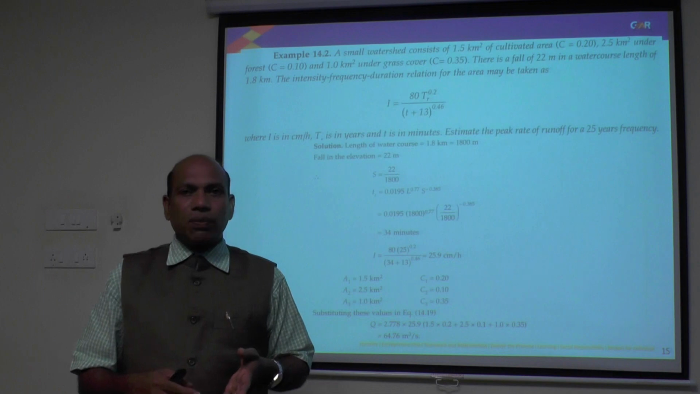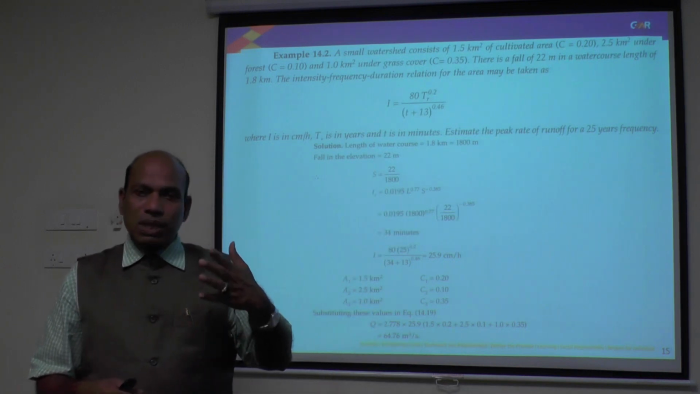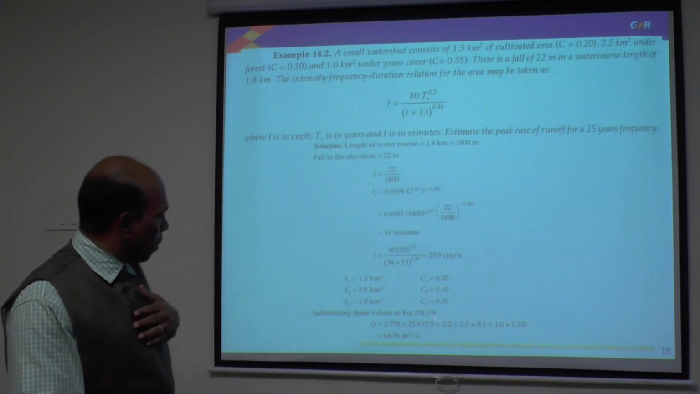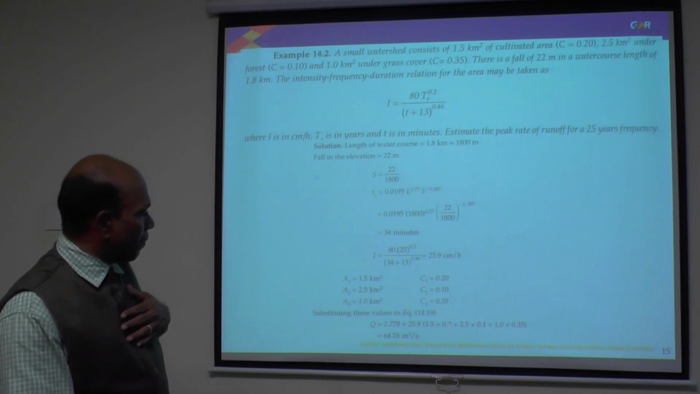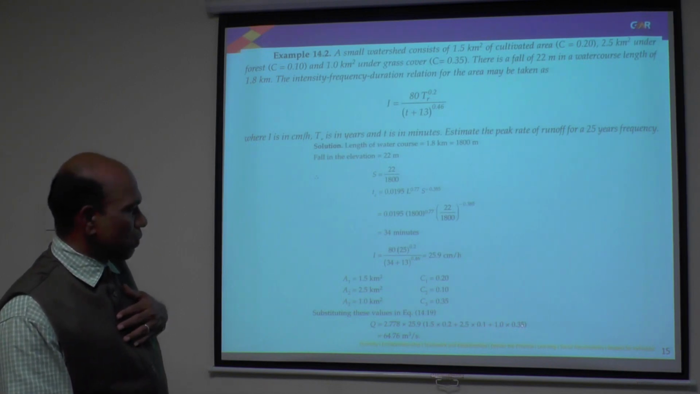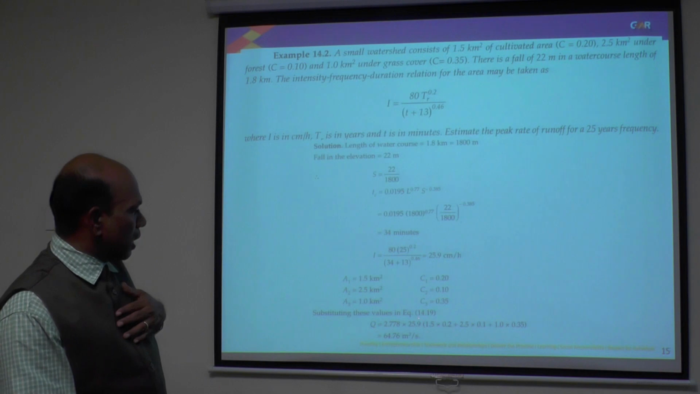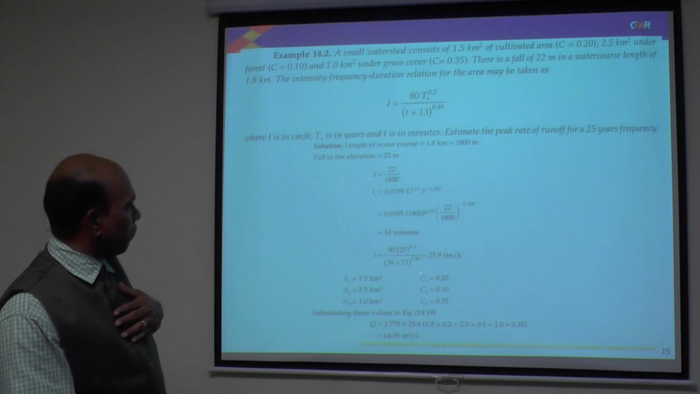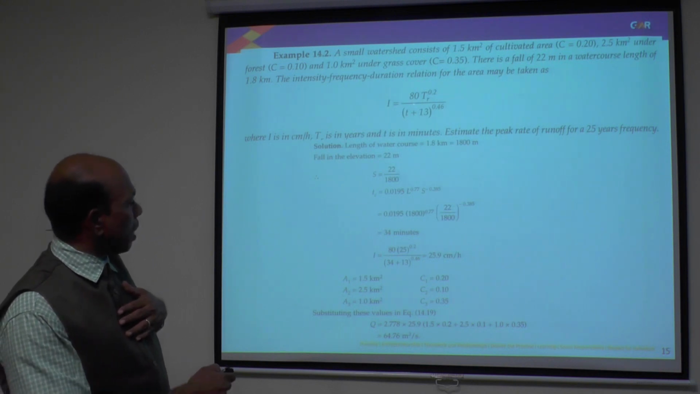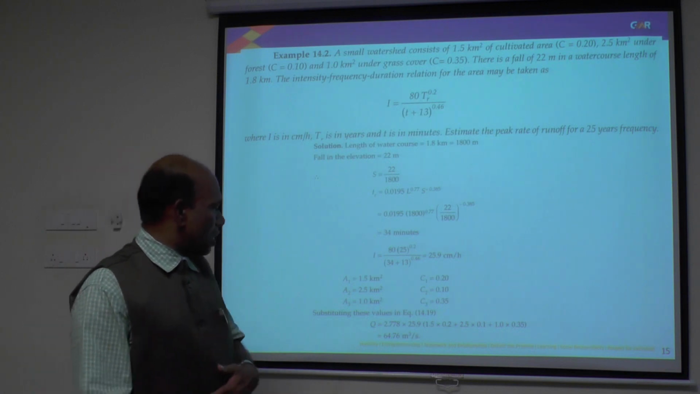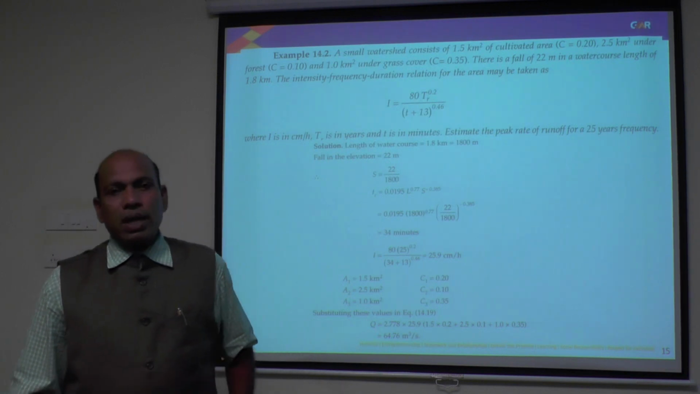Once we know the intensity of rainfall, Q equals 2.778 CIA. We know the area-into-C value: 1.5 into this one, 2.5 into this plus this one. Here the intensity of rainfall is equal to 25.9 by using this formula. Then finally the discharge equals 64.78 meter cube per second.